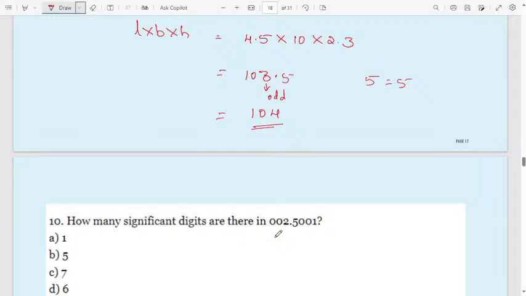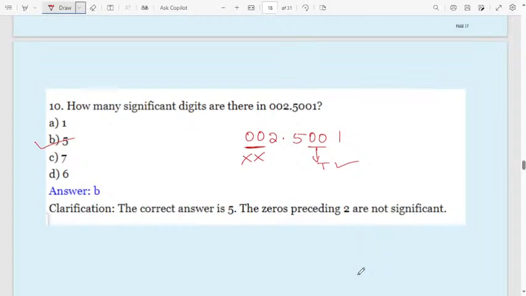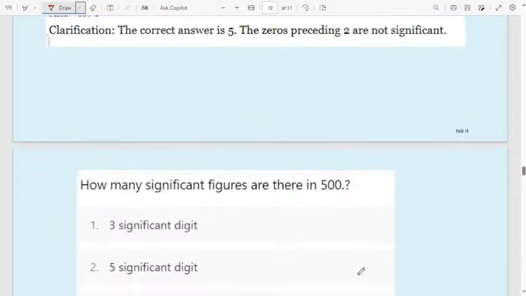Okay. Next question. How many significant digits are there in 002.5001? These two are initial zeros. They are not significant. Then 1, 2, 3, 4, 5. Yes, these two zeros are trapped zeros, so they are significant. Initial zeros are never significant. Therefore, option B will be your correct answer.